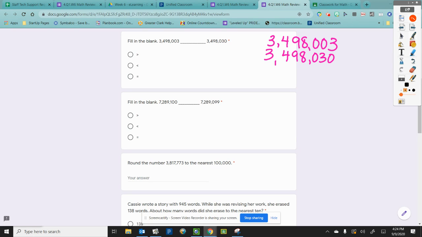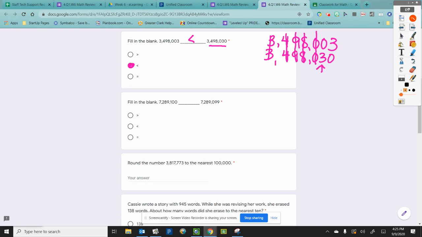All right, so when I do this, I'm going to start up at my highest place value. So my millions are the same, my 100,000s, 10,000s, 1,000s are the same, my hundreds are the same. I finally find a difference in the tens place. And I can see that the one with the 3 in the tens place is actually higher. So the answer is going to be the less than sign. So 3,498,003 is less than 3,498,030. Okay, let's move on to the next one.